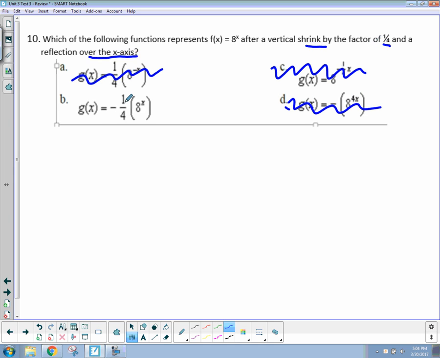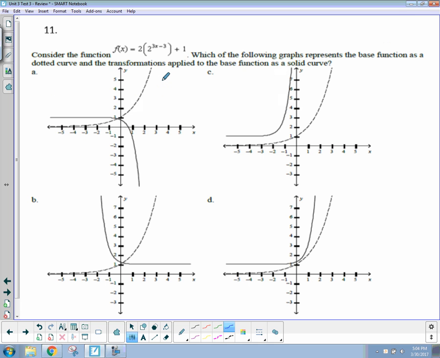Whew, number 11. Is this the last one? Looking good. Consider the function f of x equals 2 raised to the (3x minus 3) plus 1. Which of the following graphs represents the base function as a dotted curve and the transformation applied to the base function as a solid curve?